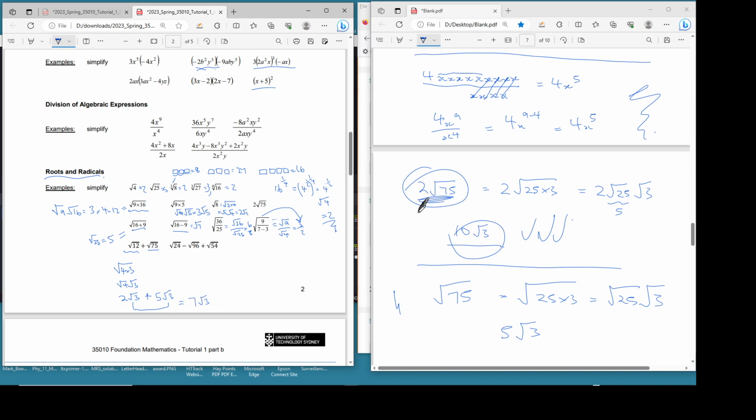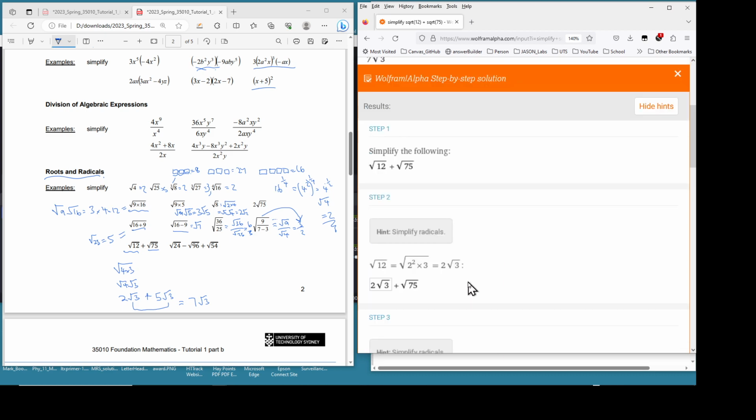So this was correct up the top here. 10 root 3 was correct because the 2 was sitting out the front. When I did the 75 over here, I used that result. So it was the wrong result. I should have redone it as I've done here. So this is the point, right? It helps you learn. It helps you realize your mistakes.